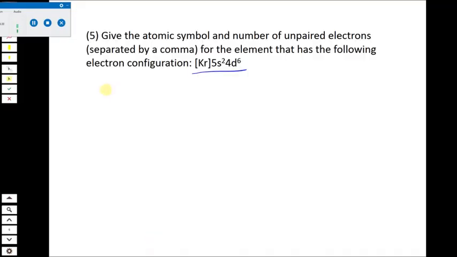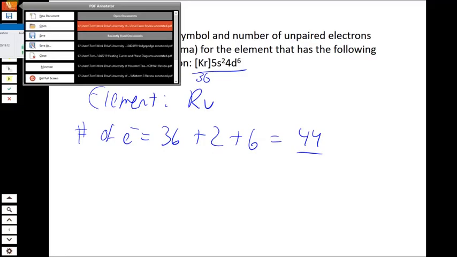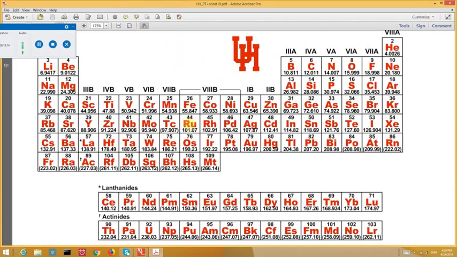So the element symbol is Ru. There's actually an easier way to do this. Instead of just going to the periodic table like I did, let's just do a little bit of math. So the total number of electrons in this element, we have 36 from our noble gas core krypton, that's atomic number 36. We have 2 from the 5s2. We have 6 from the 4d6. So 36 plus 8 is 44. So that means this will have atomic number 44, 44 electrons in it. So without even necessarily thinking about the actual configuration, atomic number 44 is ruthenium.